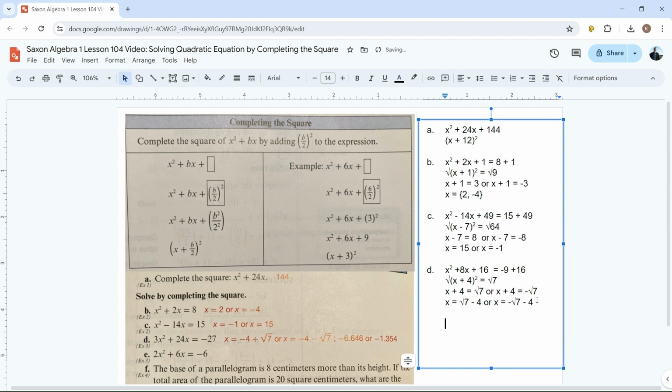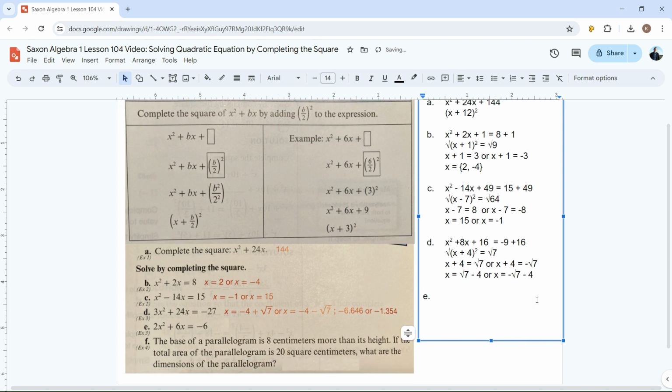All right, let's go on to letter E. In letter E, we have a similar problem. We're going to learn something from this one too. 2x squared plus 6x equals negative 6. Okay, first thing I'm going to do in this one, I notice I put a 5 there. I'm going to divide everything by 2 to get my leading coefficient to be a 1.